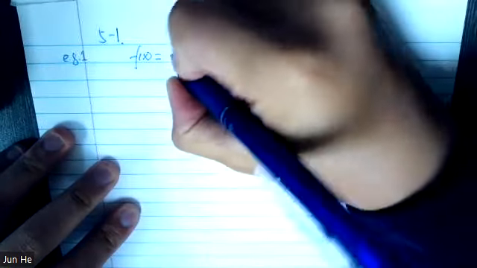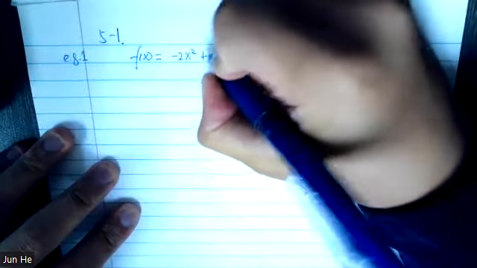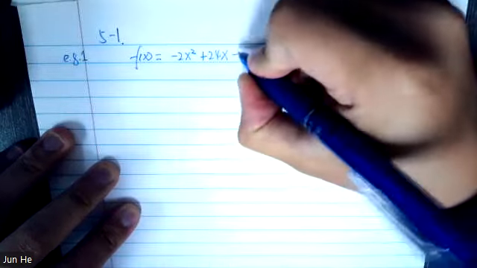Let's look at the application of the first order conditions to actual calculation questions. So now I'm looking at page 4 of slide 5-1. Okay, example 1. This function is minus 2x squared plus 24x minus 20.